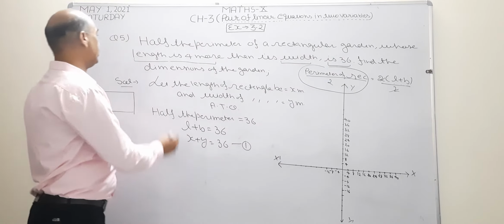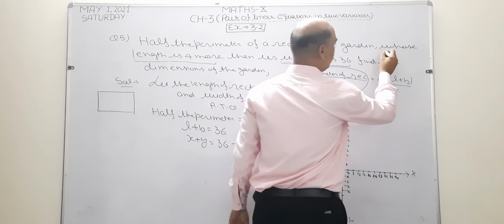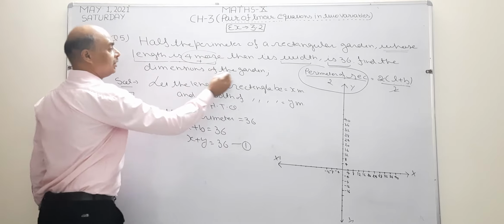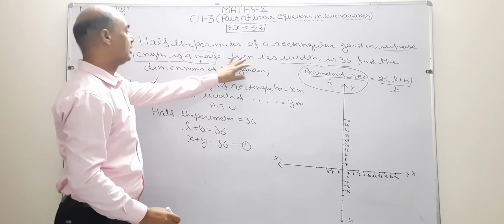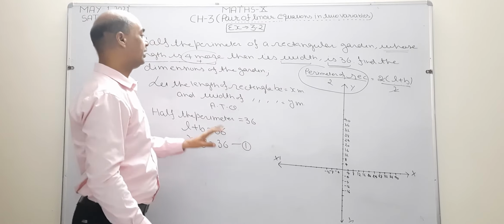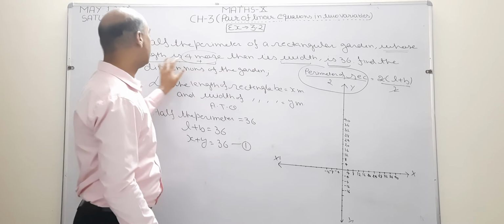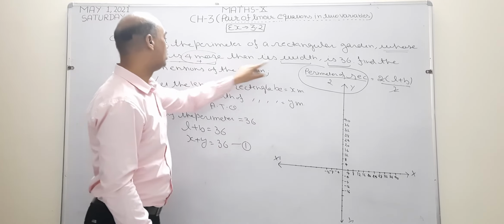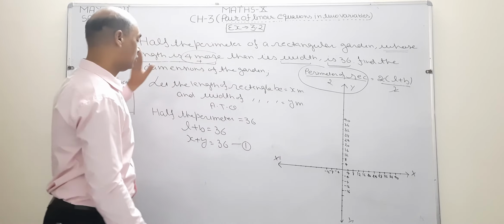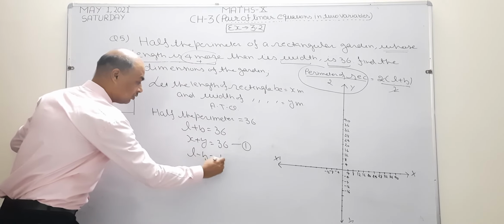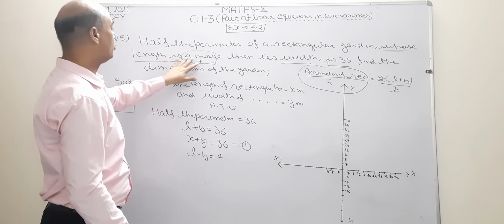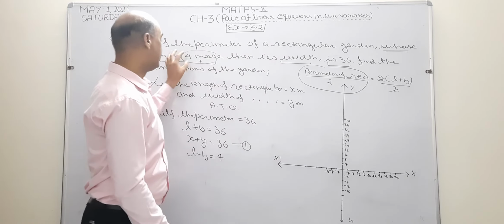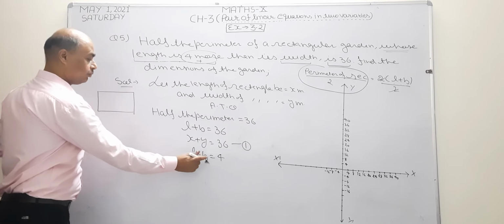Now I want to solve its second case. What is the second case? It is given that its length is 4 more than the width. It means a comparison is there. Length is greater than the width. It means the difference between these two sides is equal to 4. Since length is greater, I take L first. L minus B, length minus breadth, is equal to 4. Since it is given that length is 4 more than its width, the difference between these two sides is equal to 4. So I write here L minus B equal to 4.